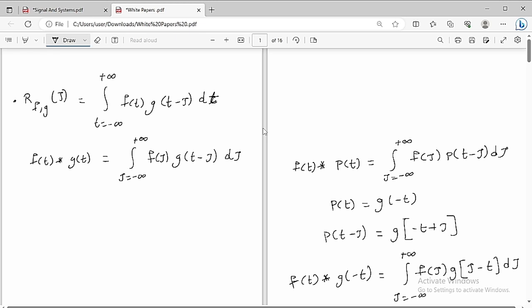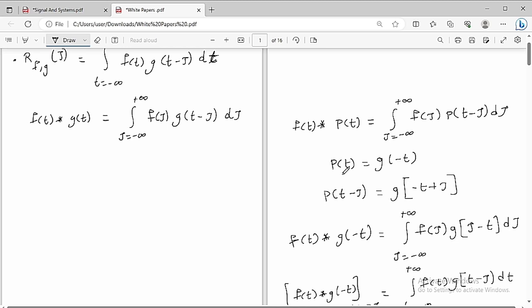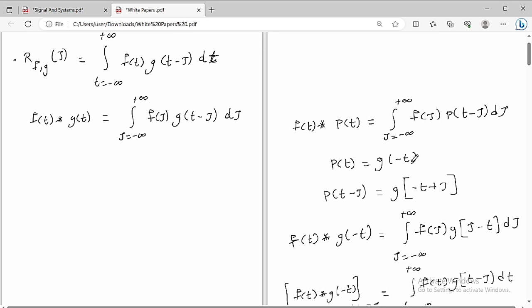Now I will try to find the convolution between f of t and p of t, which is nothing but the integration from tau equal to minus infinity to plus infinity of f of tau into p of t minus tau d tau. Now I am going to assume p of t as g of minus t. If p of t is equal to g of minus t, then what is p of t minus tau? Replace t by t minus tau, so you are going to get minus t plus tau. Because I have substituted t minus tau in place of t, minus of t minus tau is nothing but minus t plus tau.